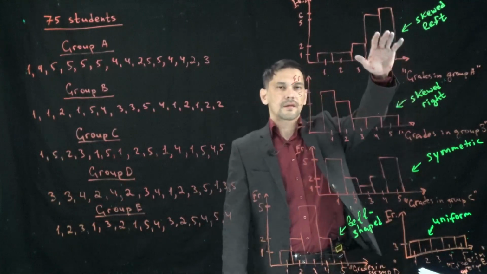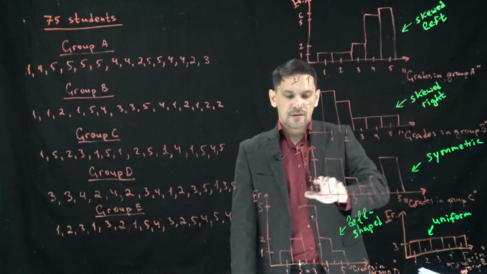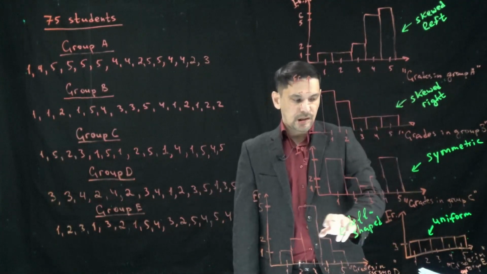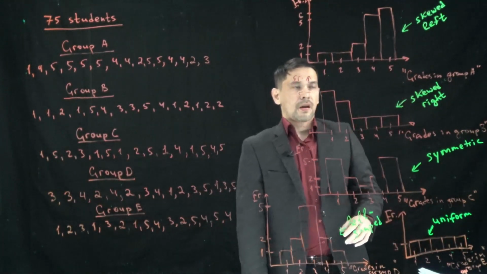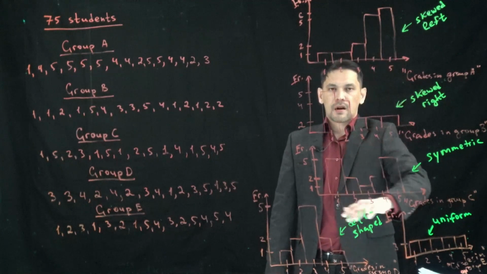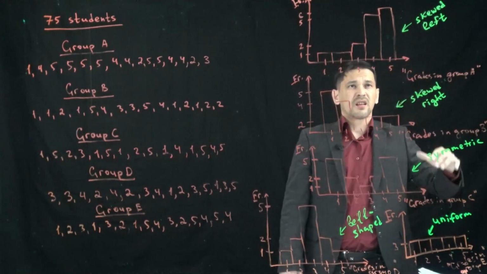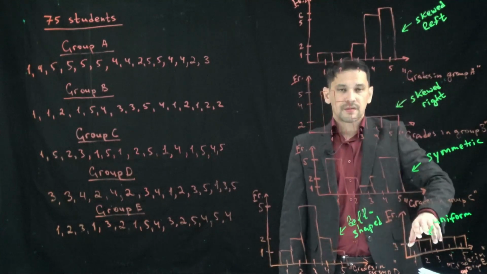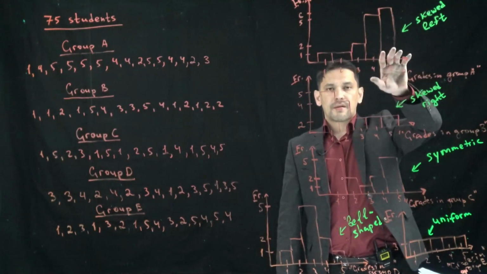Now here are the histograms showing the grades of the students in all the 5 groups, in groups A, B, C, D, and E. Now compare all the 5 histograms here. How are they different from each other? Well, as you can see here, they all have different shapes. Okay, now please write this down.